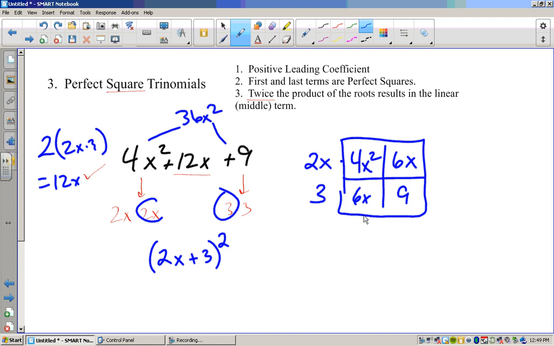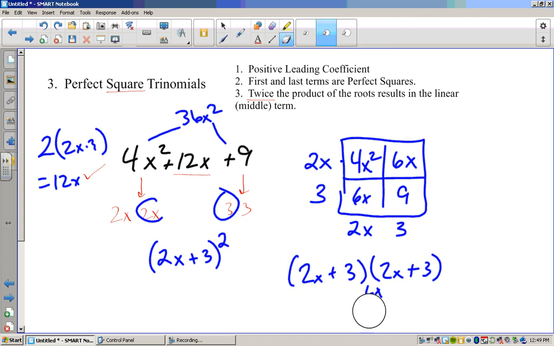If I look, I'm doing the same thing here. 4x squared and 6x share a 2. 6x and 9 share a 3. So that's the same idea. If I put them in parentheses here, 2x and 3, 2x and 3, and I need a sum of 12. Well, inside product is 6x, so is the outside product. So the only way to get my answer is plus and plus. So I'm just doing the method I just showed you. And if I look, I'm multiplying 2x plus 3 by itself. By definition, that means you are squaring it. So we have a shortcut way that we can use, but this is where it comes from.